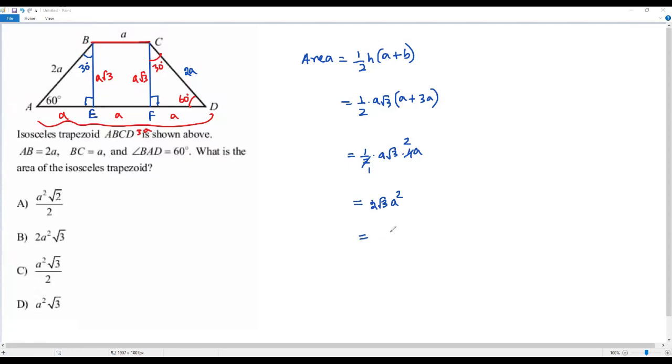Here I got the area of the given isosceles trapezoid, and the same area can be written as 2 times a squared times square root of 3. That is, I write this a squared over here and square root of 3 at last. And we find this expression, 2 times a squared times square root of 3, in answer choice B. The correct answer choice for this question is B.